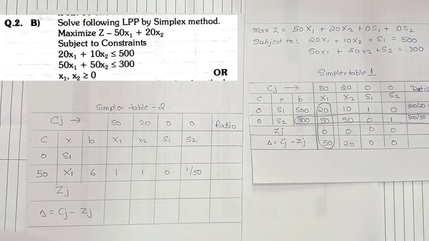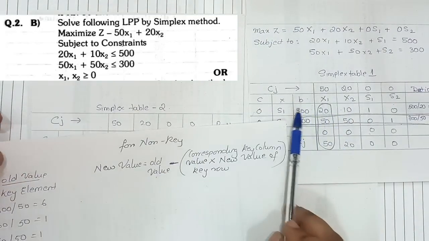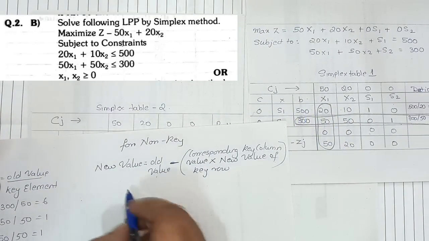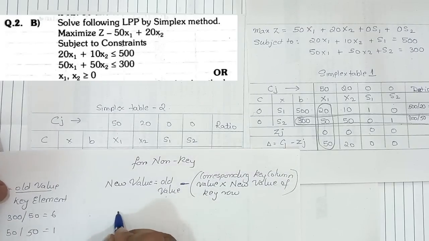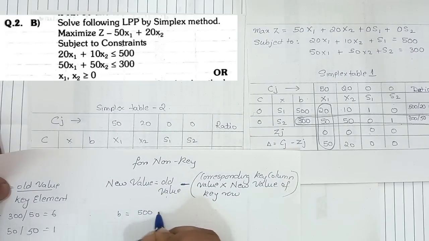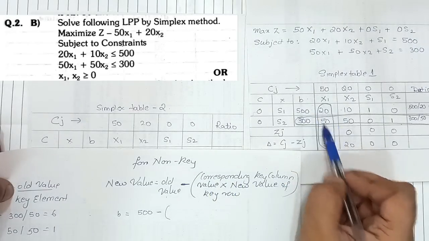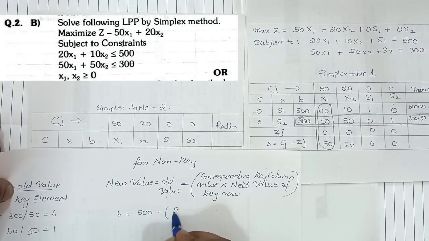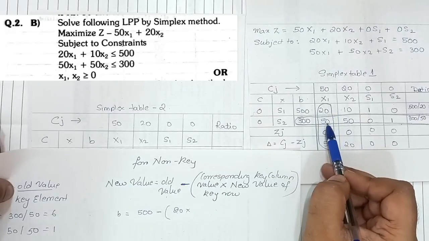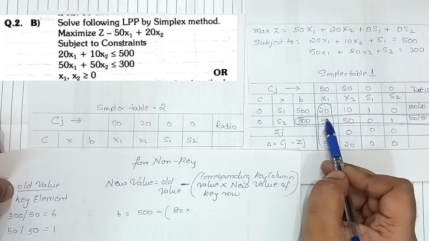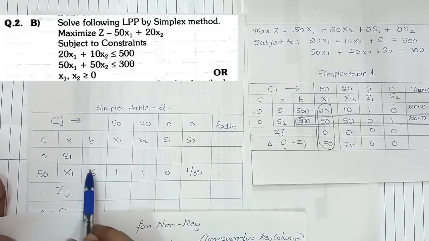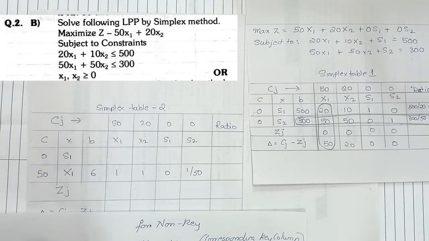Now see, the formula states old value, which is 500. First we are trying to find for B. So B's old value was 500 minus the corresponding key column value, which is 20, into the new value of the key row. The new value of the key row was 6, so into 6. So 500 minus 20 into 6, which is 120. 500 minus 120 is 380. So here we get the value as 380.